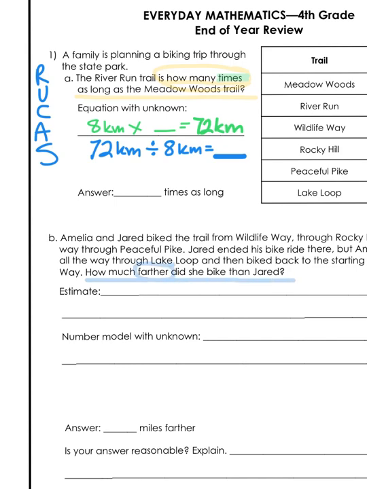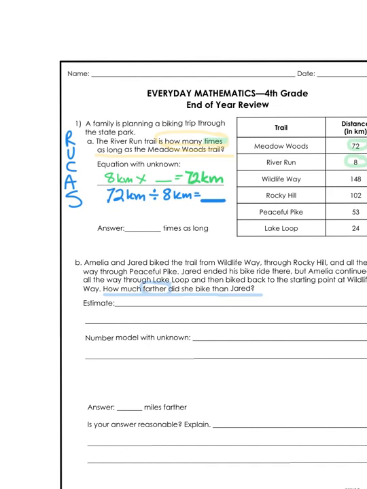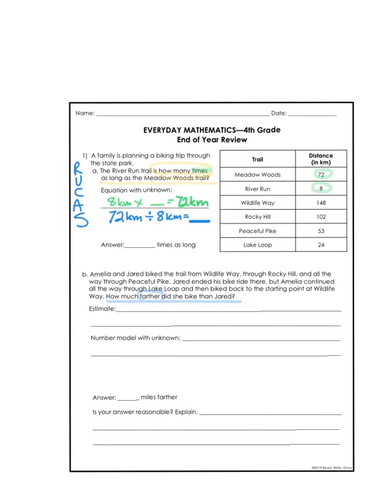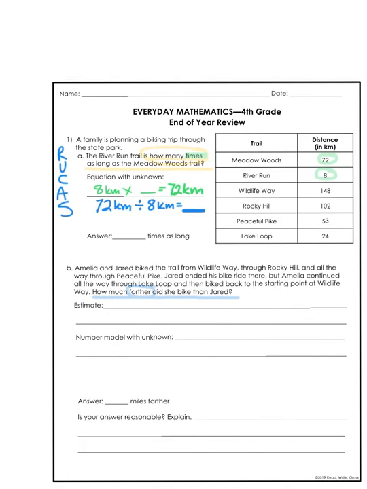Okay, so the word farther is a key word that tells us we need to subtract. What are we subtracting? Well, two sums that we need to figure out. The sum of how far Jared went and the sum of how far Amelia went. Now you see, Jared and Amelia went to Wildlife Way, Rocky Hill, and Peaceful Pike, and then Jared ended his bike ride there. But Amelia continued all the way through Lake Loop and then back to the starting point. Okay, so that means she went farther and then doubled it.